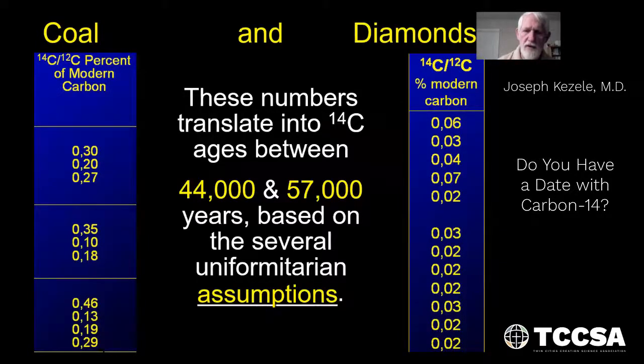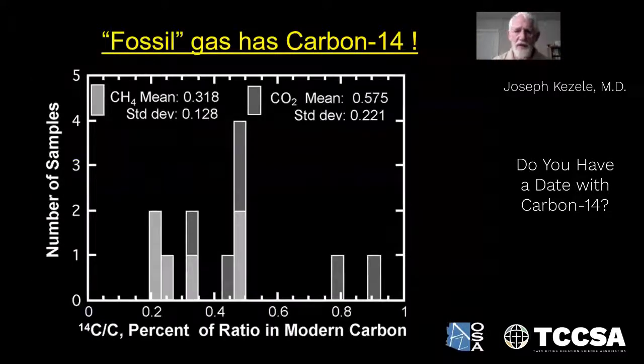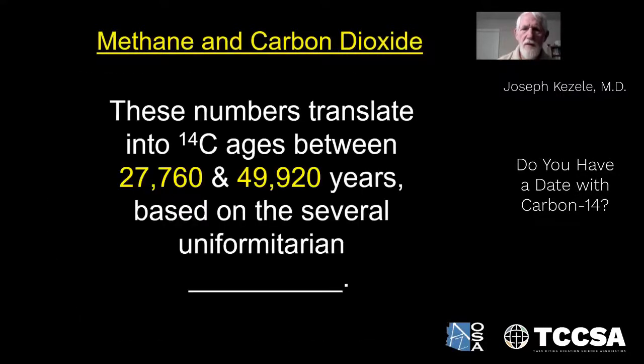Again, uniformitarian assumptions. Here is the result of John Dowdy's work for the methane and the carbon dioxide. Again, significant measured amounts of carbon-14 and their ages translating into between 27,000 and almost 50,000 years based on several uniformitarian assumptions. So whether it be coal, diamonds, methane or carbon dioxide, all of them have carbon-14. None of them should if they were as old as the evolutionists tell us.